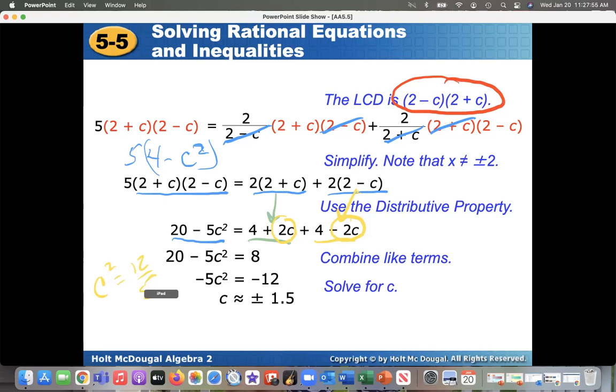How did they get 1.5? Square root. Square root of 12 fifths is approximately 1.5. Now, does that seem like a reasonable answer in this problem? Could the current be 1.5 miles per hour? Considering that the kayaker goes 2 miles per hour, I think that makes sense. I think that would work, okay? And we wouldn't include the negative answer because you couldn't have a negative time. Or this isn't time, excuse me, this is the current. But you wouldn't have a negative current. Okay.